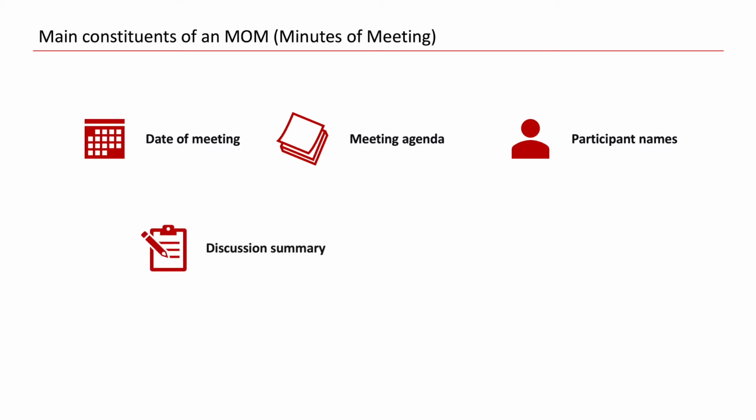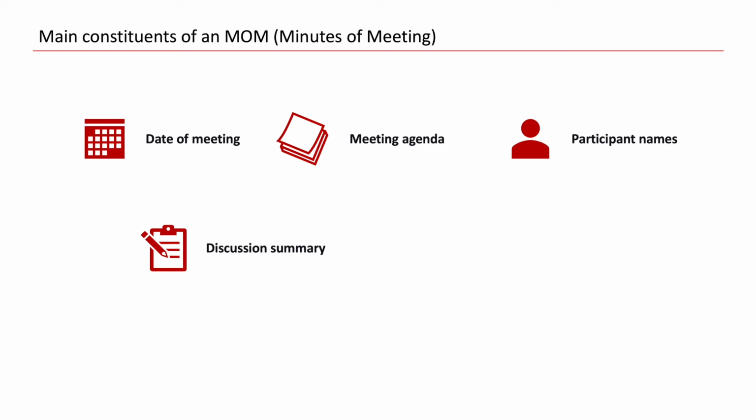Next is discussion summary. Discussion summary is often written in the form of bullet points, that is, one item at a time. Make sure you are writing these bullets as concise and clear points. A good MOM should cover all the discussion points. Also, do not mix your thoughts in the discussion summary. Rather, write only what was discussed in the meeting.